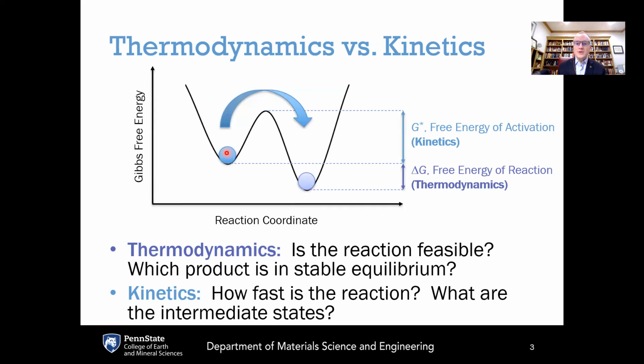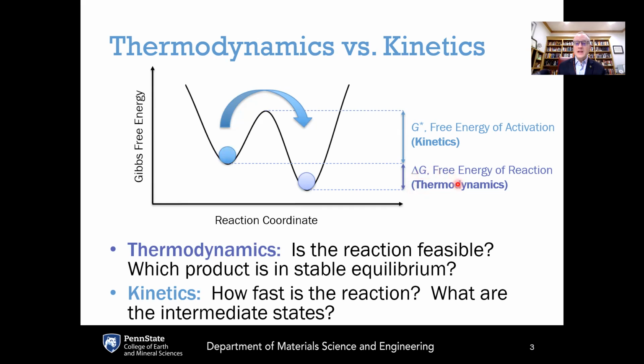In either case, there are two relevant quantities here in this two-well diagram. The first is this difference between the free energy of the initial state versus the free energy of the final state. And this difference here is denoted as delta G. This is the free energy of reaction. It's just the difference in free energy between the two states.